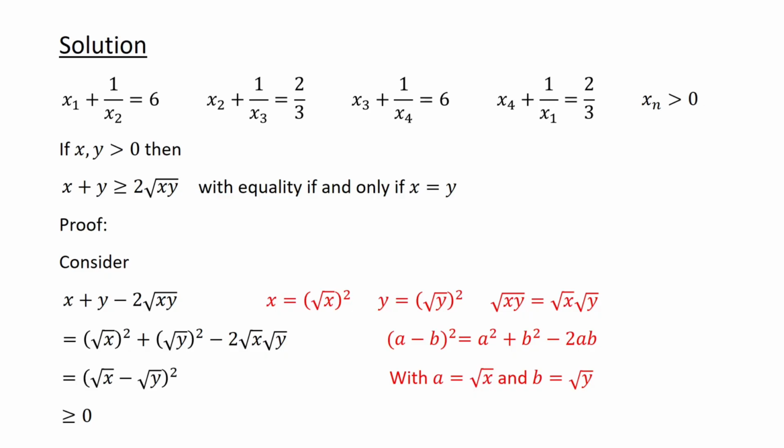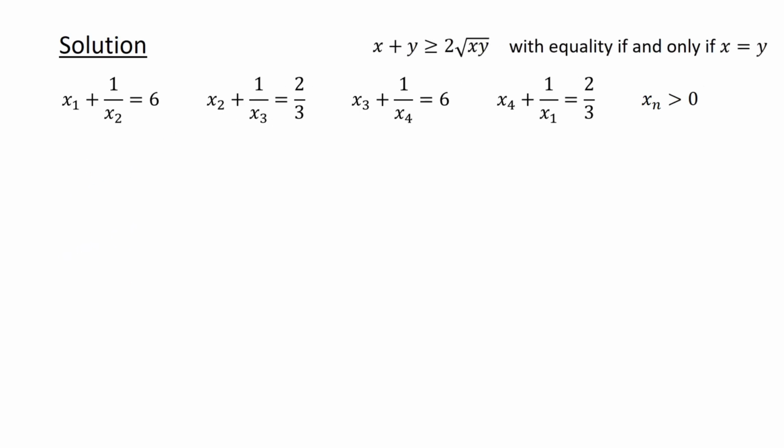Since the square of a real number is non-negative, our expression is greater than or equal to 0, with equality if and only if square root of x equals square root of y, or x equals y. By moving 2 times square root of xy to the other side, we obtain our desired inequality.